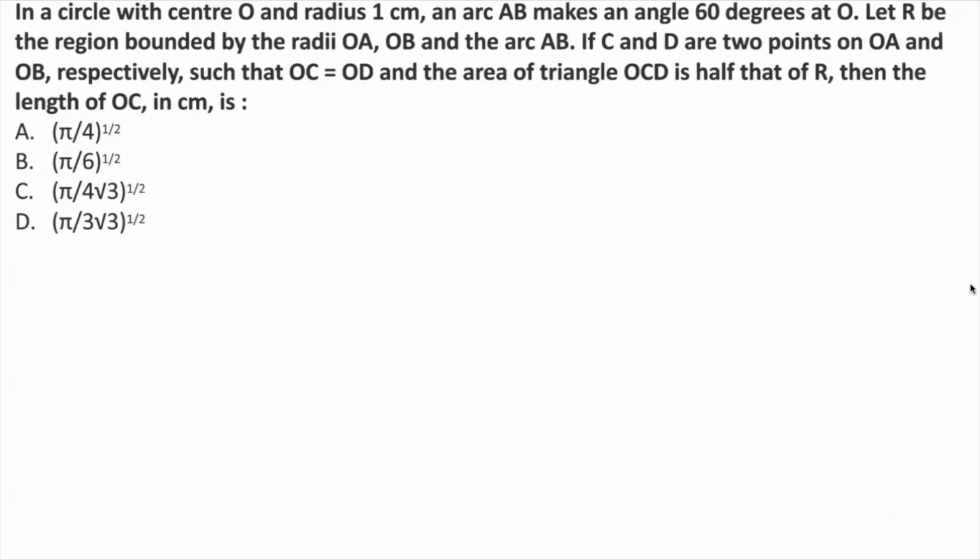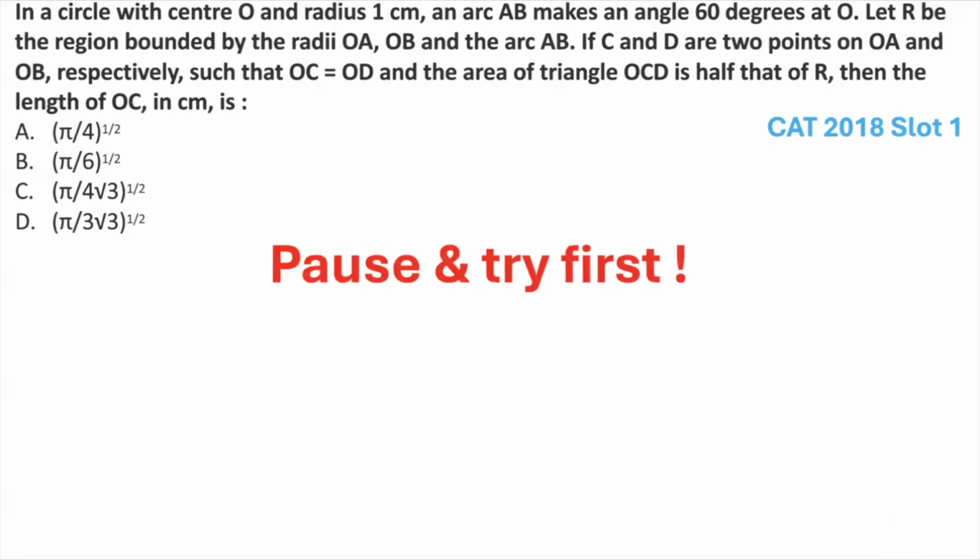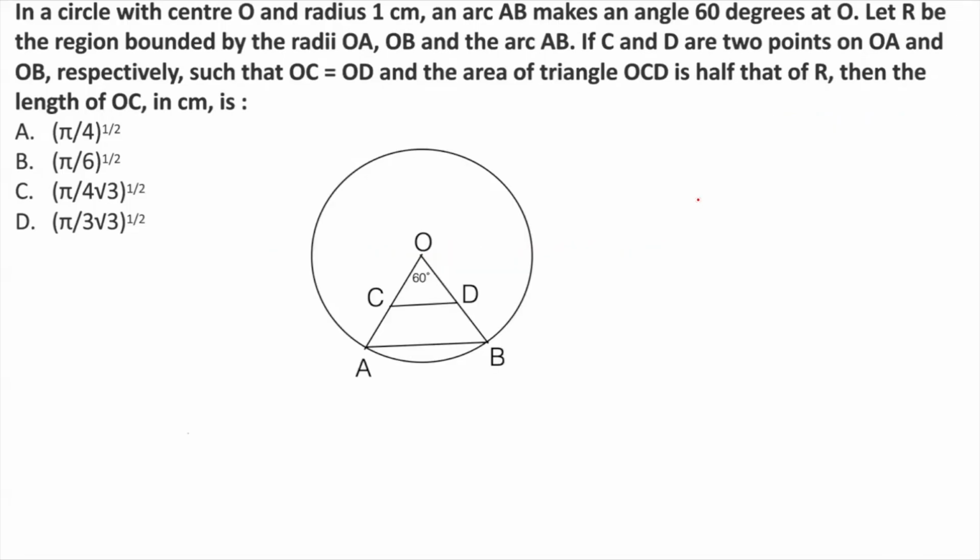All right, guys, this is your first question from CAT 2018, the first slot. Please pause the video and try it out, and you can resume for the solution. The situation is as shown in the figure here. We have a circle with center O and the radius is 1 centimeter. This is our arc AB. The arc AB makes an angle of 60 degrees at the center of the circle. Let R be the region bounded by radii OA, OB and the arc AB. So R is basically this sector, the sector OAB.